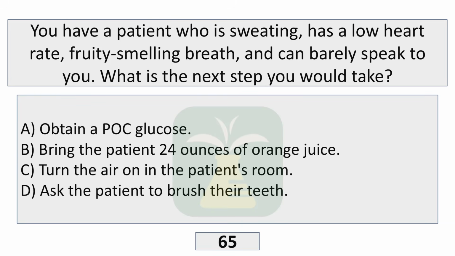You have a patient who is sweating, has a low heart rate, fruity smelling breath, and can barely speak to you. What is the next step you would take? A. Obtain a POC glucose. B. Bring the patient 24 ounces of orange juice. C. Turn the air on in the patient's room. D. Ask the patient to brush their teeth.